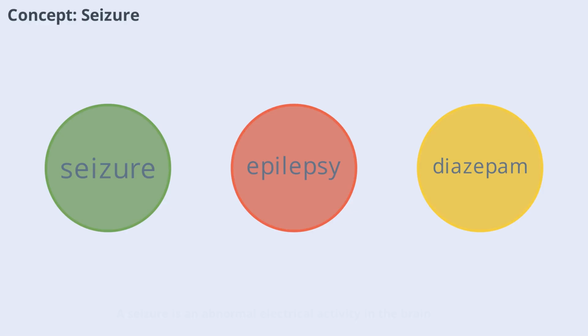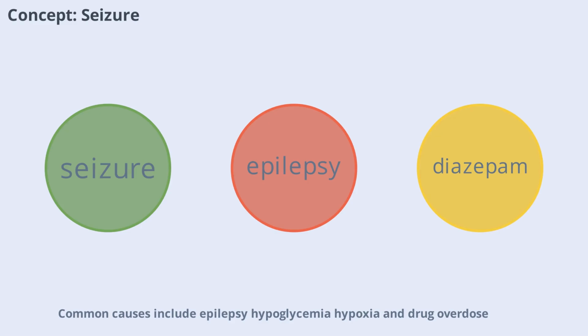A seizure is an abnormal electrical activity in the brain, causing changes in consciousness, motor activity, or sensory phenomena. Common causes include epilepsy, hypoglycemia, hypoxia, and drug overdose. Management involves turning the patient to their side, protecting the airway, and administering oxygen. Diazepam is used for status epilepticus. Referral to a neurologist is recommended for ongoing care.